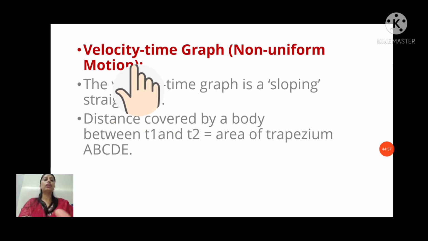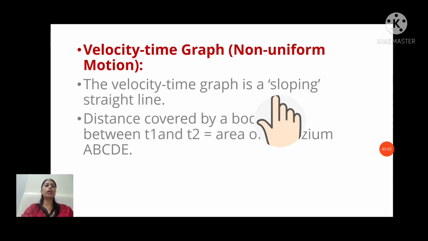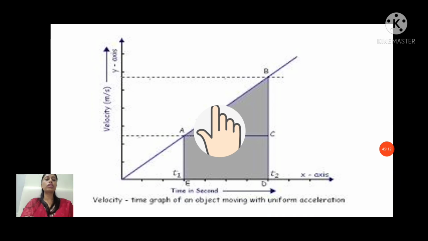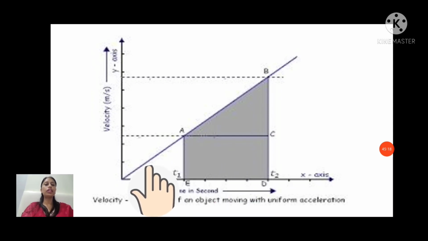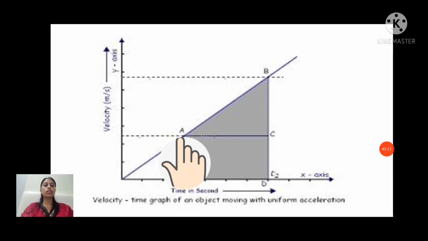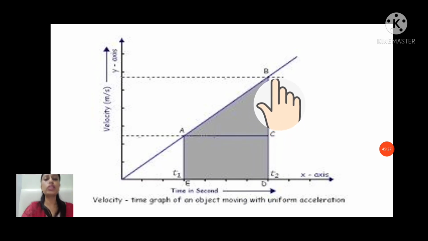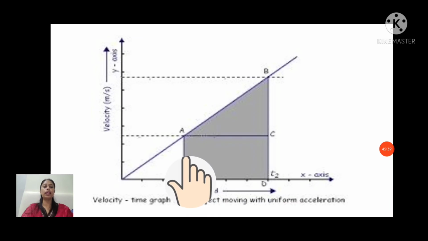Now the velocity-time graph for non-uniform motion. The velocity-time graph is a sloping straight line, sloping this way. The velocity will not be the same. Between time t1 and t2, suppose at time t1 the velocity was this, and at time t2 the velocity changed. When the speed is not the same, the velocity is not the same at different times, so you say the velocity-time graph is of non-uniform motion, and the line will be a sloping straight line.